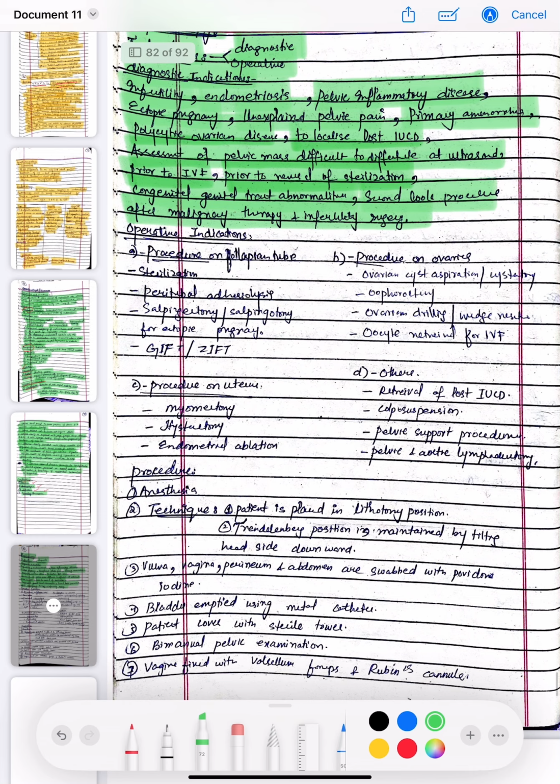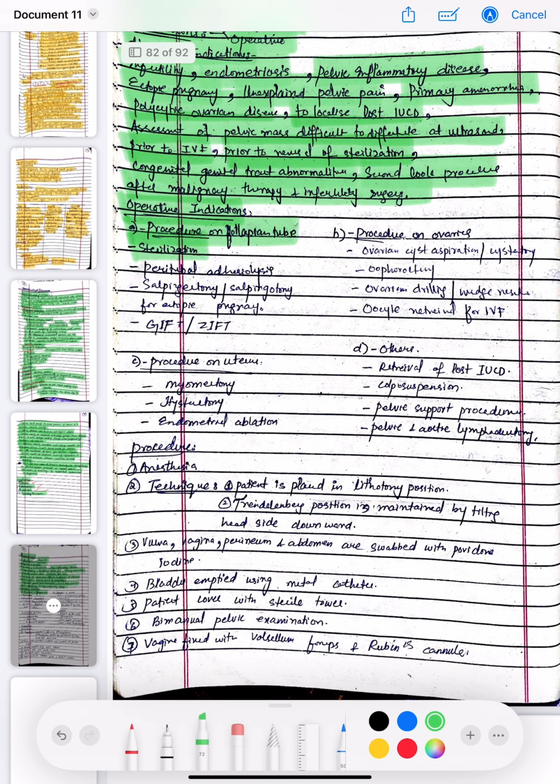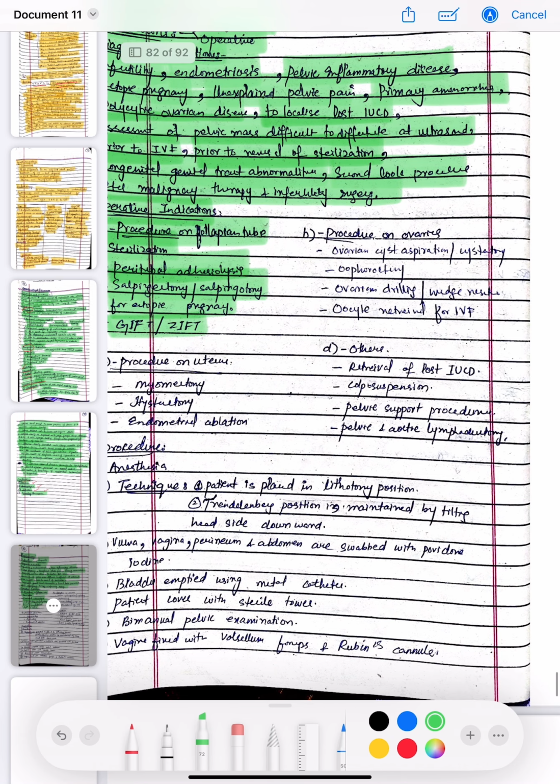Now the operative indications are that it is a procedure on the fallopian tubes. It is done for sterilization, peritubal adhesiolysis, salpingectomy or salpingotomy for ectopic pregnancy, and GIFT or ZIFT procedure. The procedure on the ovaries is done for ovarian cyst aspiration and oophorectomy, ovarian drilling or wedge resection, and oocyte retrieval for IVF.